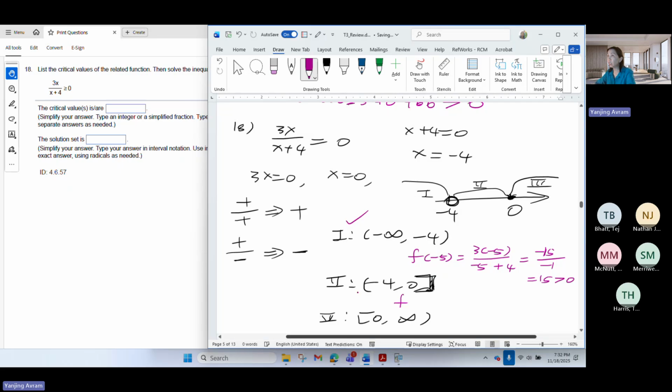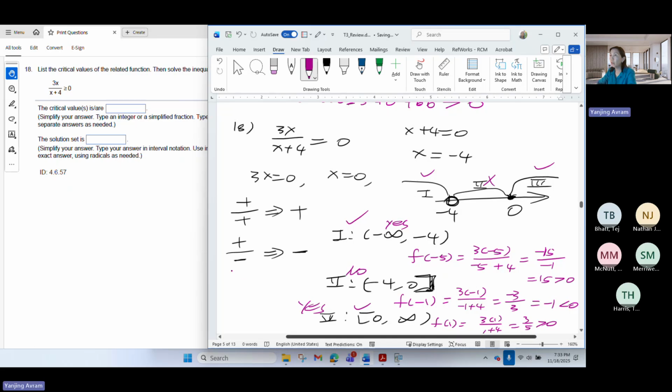Okay, and then same thing, check the second one, I might check -1. So this will be 3 times -1 over -1 plus 4, and that will be -3 over 3. So -1, which is less than 0. And we want greater than or equal to 0. So no, this one is not a solution. All right, this one is a yes. Okay, same thing, you check this one, I might just check 1. So 3 times 1 over 1 plus 4, and that's 3 over 5, which is greater than 0. So yes, this one is also a solution.